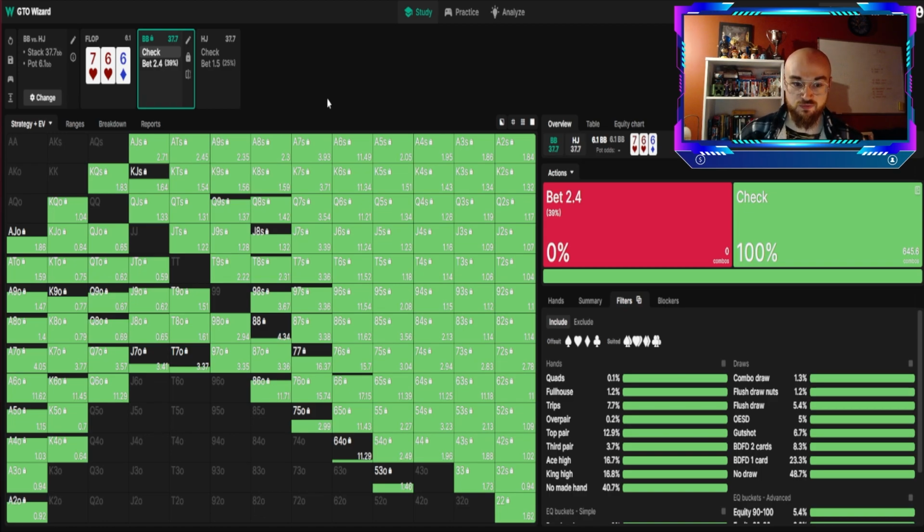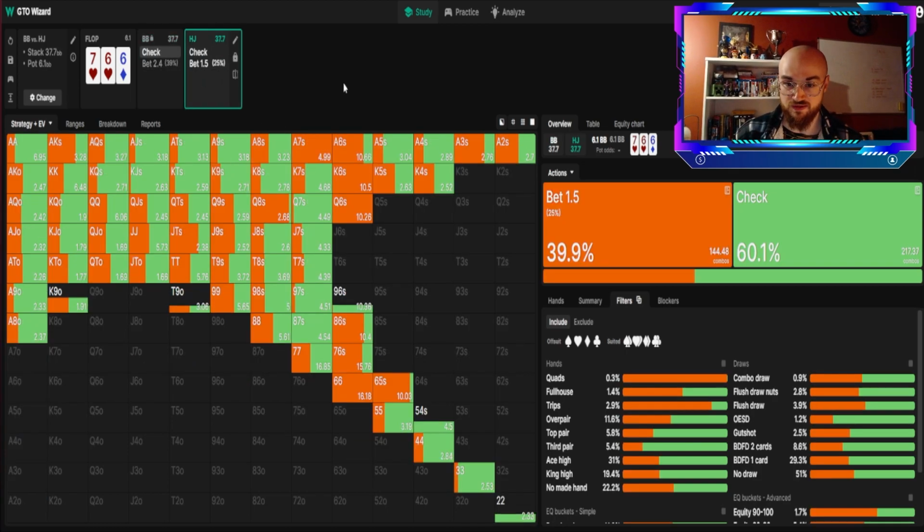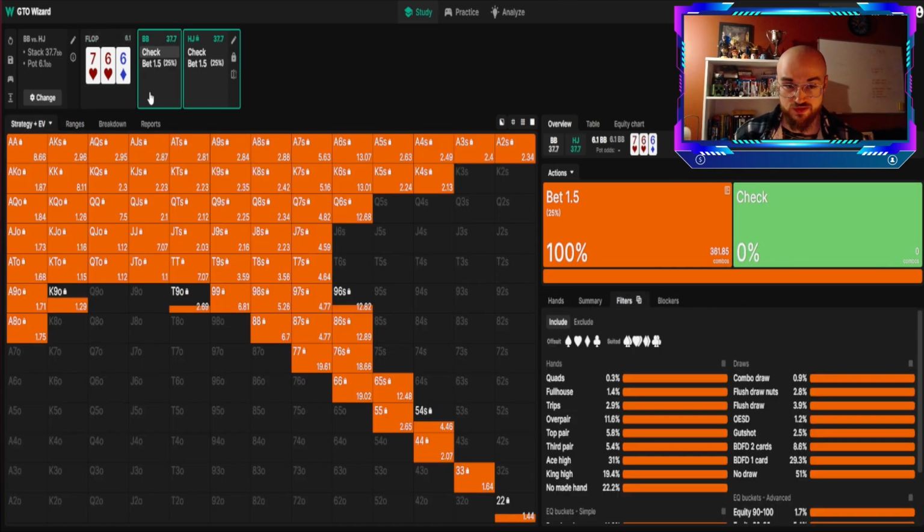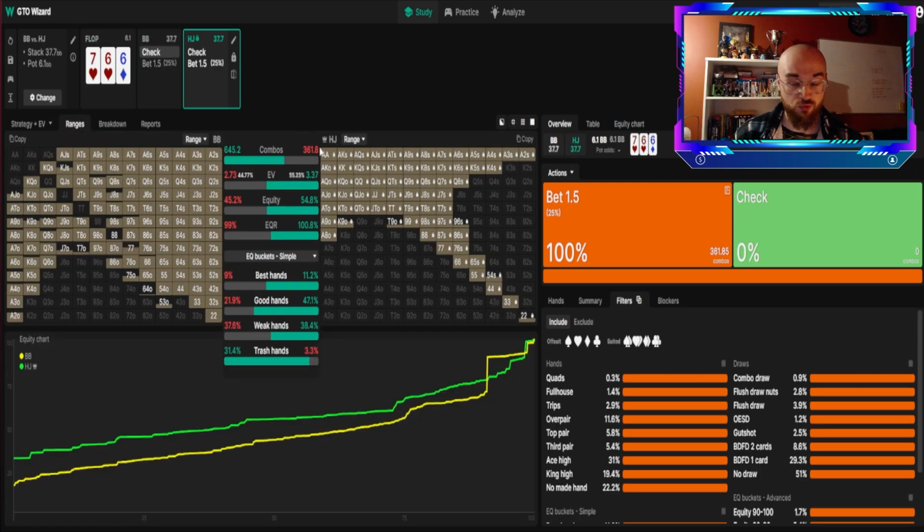The only time it makes sense for someone to lead is if the other player is not range betting. In this case, I'm comparing the EV forcing the big blind to check. And this is the usual solver strategy. We check 60% of the time, which is a lot of check, 3.46. And then when I forced the solver to bet with range, that goes to 3.37.